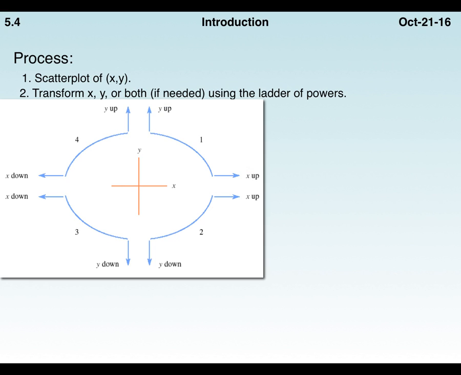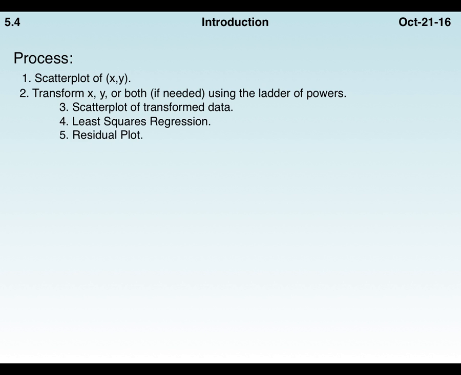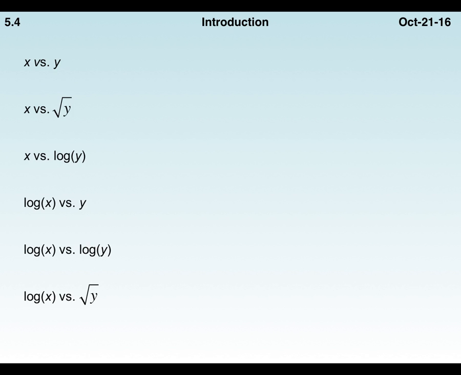Okay, so you transform your data. And then you look at a new scatter plot of your new data. And then you do your least squares regression line. And then you look at a residual plot. And then you determine, is my data more linear? Based on my new scatter plot and my new residual plot, does the data look more linear? If it does, then that is your transformation. If it doesn't, if it still looks like a curve, then you have to go back and do that all over again. And then you solve for y, and then plot again. So we're just going to do an example. Does that sound good? Okay.